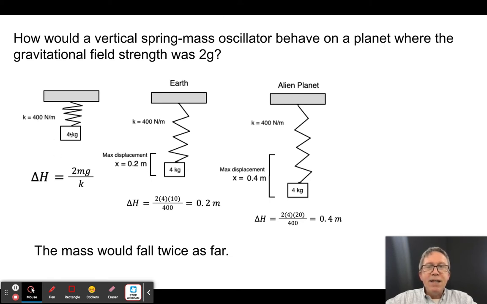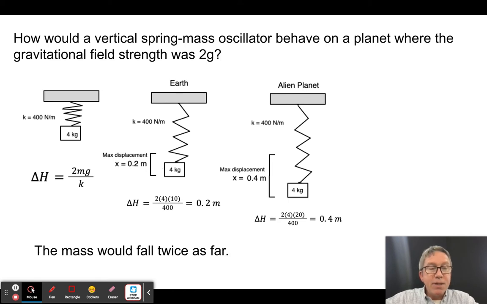Now remember, when I hang this on here, it's going to fall a height, delta H. And that height, delta H, we saw the other day, is defined as this. It's 2 mg over K. So if I do 2 mg over K over here, what I'm going to find is it's going to fall 0.2 meters. So the maximum displacement is 0.2.